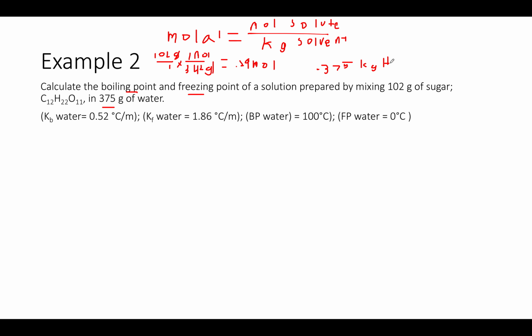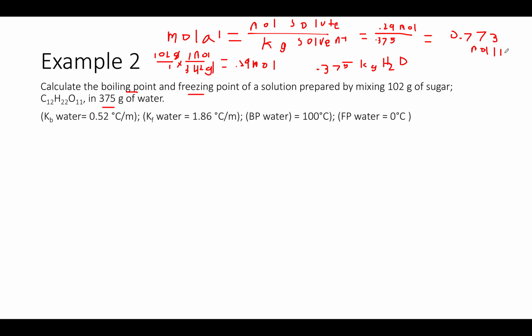You could also divide by 1,000. There's 1,000 grams in a kilogram. So that's another way of doing it if you need to see it. So the moles of solute, I have 0.29 moles of sugar over my kilograms of solvent, 0.375. And I get my molal concentration to be, I'm going to take it to 3 decimal places, 0.073 moles per kilogram.